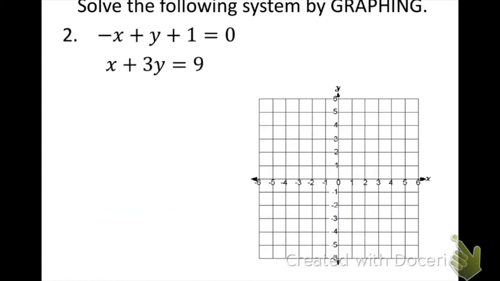Number 2, solve the following system by graphing. I want you to go ahead and pause your video and solve both of these equations for y, get them into y equals mx plus b form, and then check back with me.